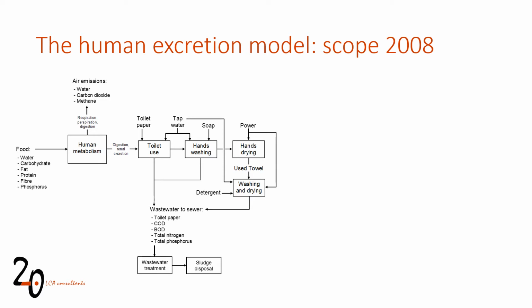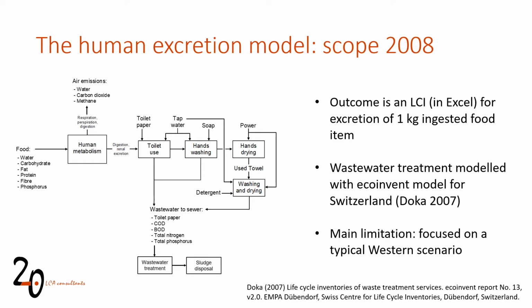This creates some wastewater that needs to be treated, and the model also includes the inputs of toilet paper, tap water, soap, and even some activities related to drying your hands and managing a used towel. So the outcome is an inventory per kilo of ingested food.